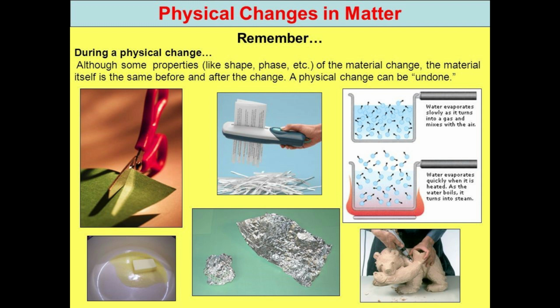Same with crumpled up foil. And that last example is, it looks like somebody carving like a clay model. So they can just mush the clay back to what it originally was. All they've changed is the shape.